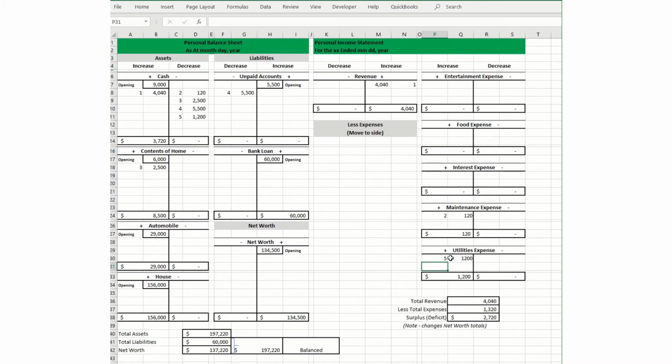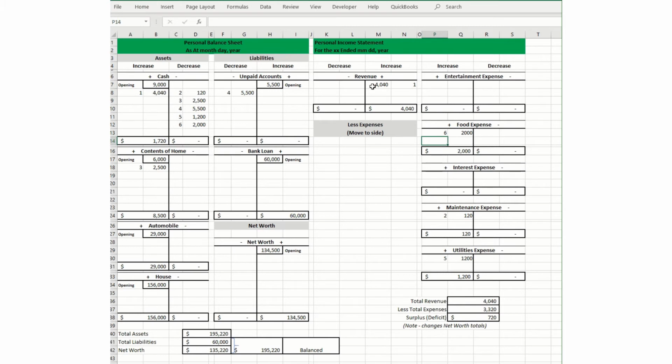And transaction number 6 is we purchased $2,000 of groceries for personal consumption with cash. So in this case, we have transaction number 6. We purchased $2,000 with cash, so we're decreasing our cash balance. And this is a personal income statement, therefore it's personal food expenses. We're increasing our expense, which is the left side transaction, so 6 for $2,000.